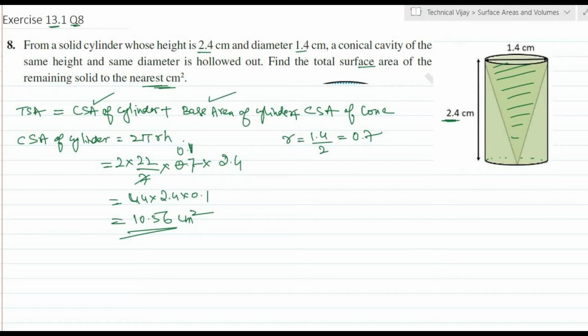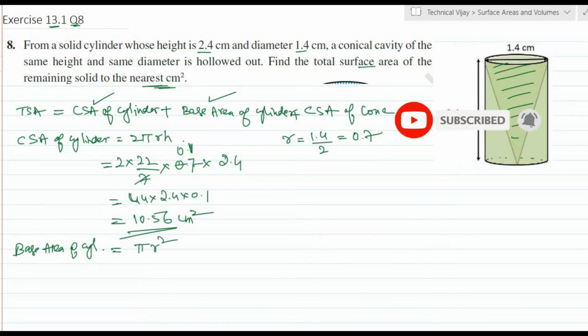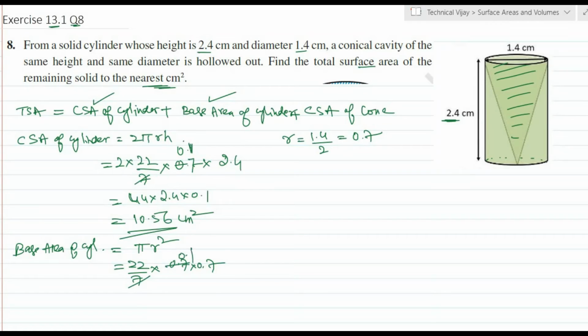Now the base area of the cylinder is equal to pi r square. This is 22 divided by 7 into 0.7 into 0.7. So this is equal to 22 into 0.7 into 0.1, which is 154 into 0.01, that is 1.54 square centimeter.